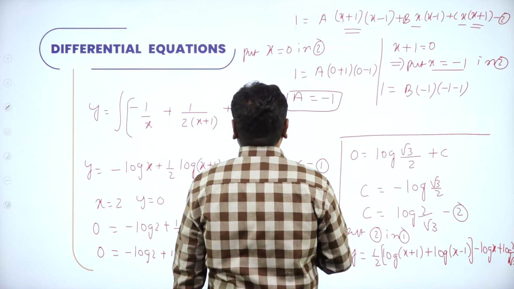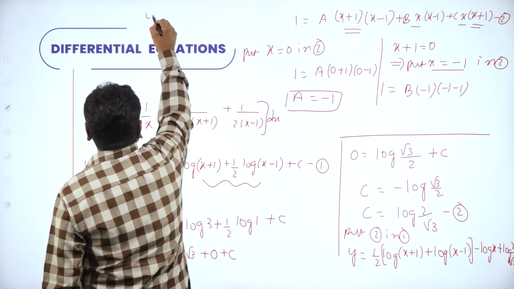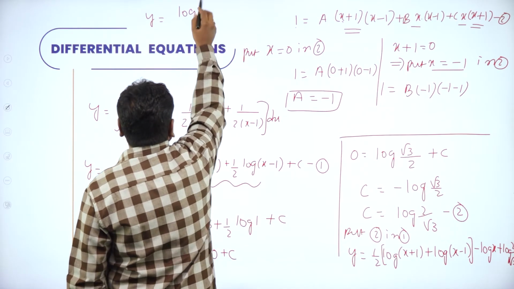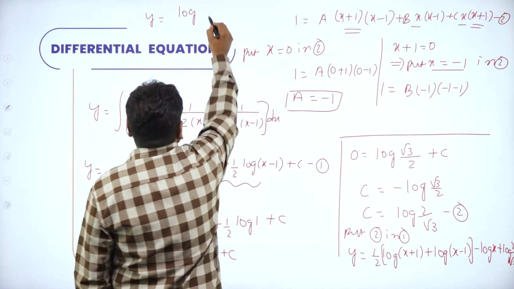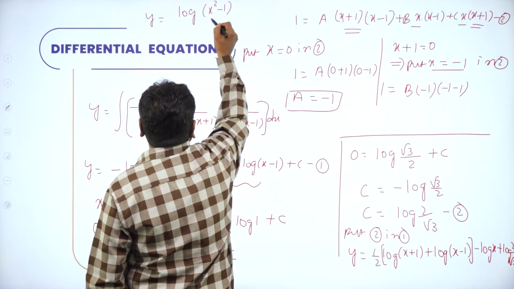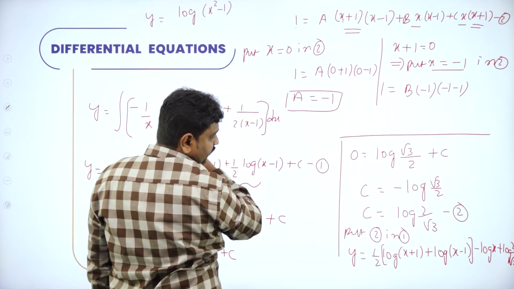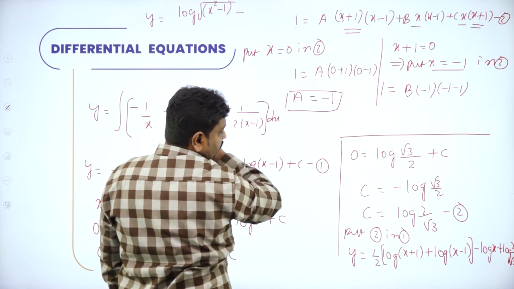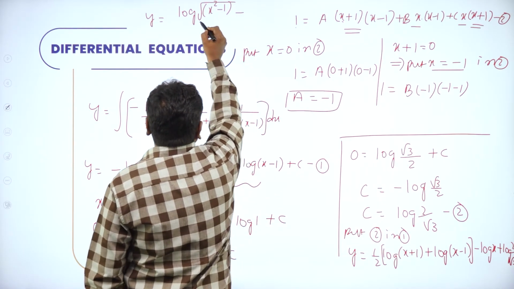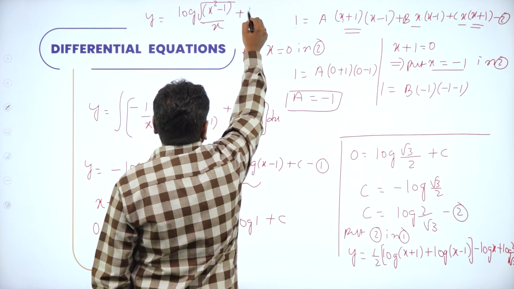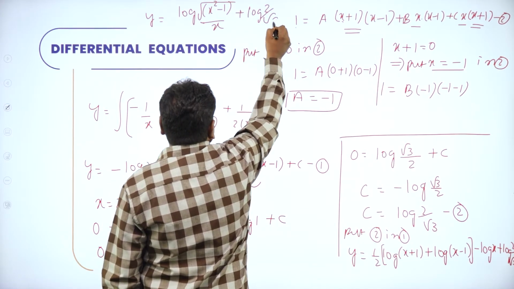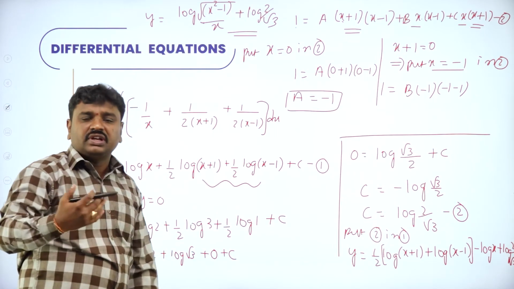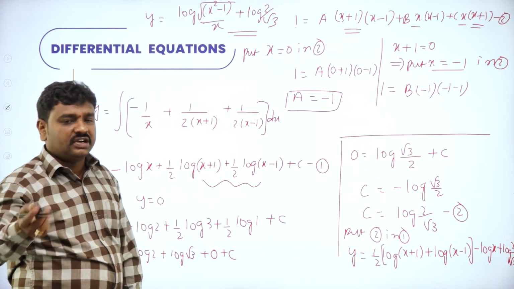Further you can simplify. You can write y is equal to log a plus log b is log a into b, so it will become log of a into b. A into b is what? X plus 1 into x minus 1, that is x square minus 1, divided by x minus 1, under root. Then we are left with minus log x, plus log of 2 by root 3. This is a particular solution. You can compress the log values into any one of the standard forms or nearest standard forms.